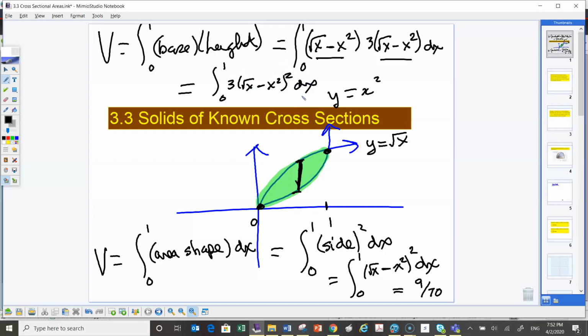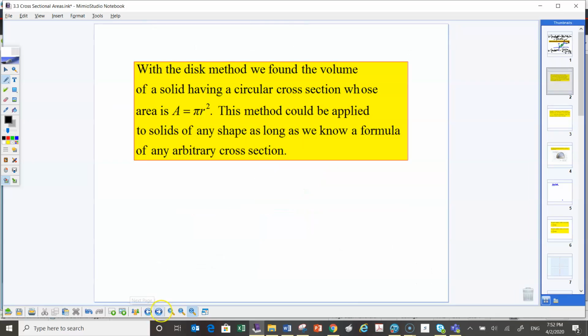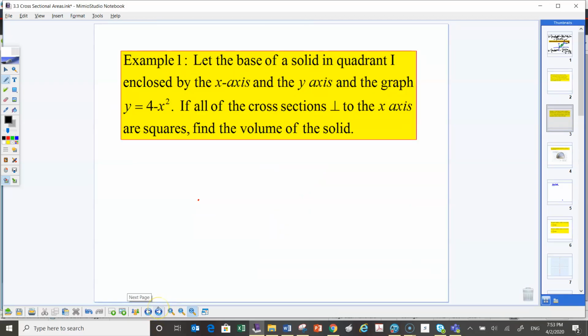So the only thing that's going to change is the integrand, and the integrand is going to reflect the area of one slice of this three-dimensional object that we're trying to build. So let's take a look at this example here. So we have the base of a solid, and this time we're just in quadrant 1 of the function 4 minus x squared.